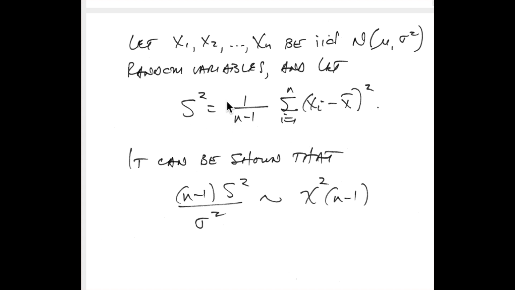that if we take the sample variance and clear the fraction by multiplying by n minus 1, and then dividing that by the population variance, the variance of the population we're sampling from, that random variable, n minus 1 times s squared over sigma squared, has a chi-square distribution with n minus 1 degrees of freedom. And so we can use this as the basis of constructing hypothesis tests and also constructing confidence intervals for the variance sigma squared of the population that we're sampling from.